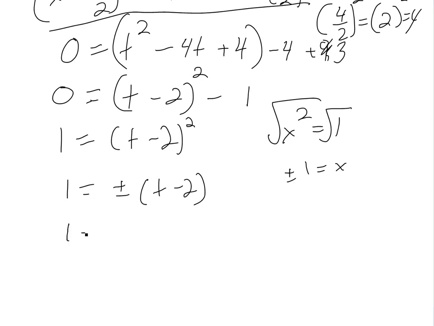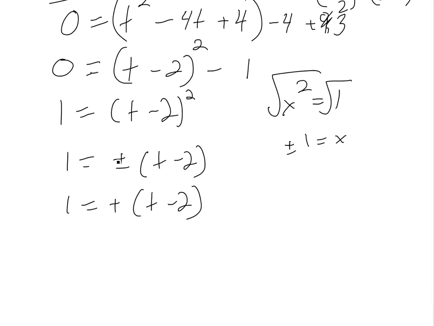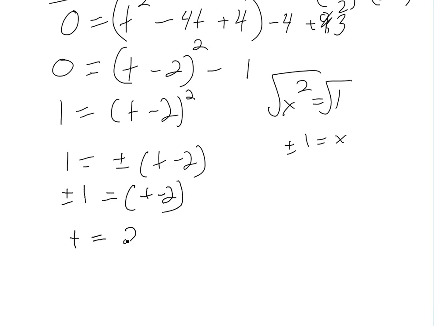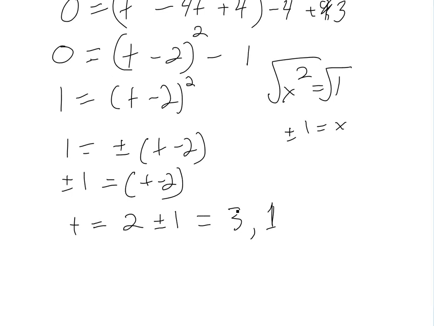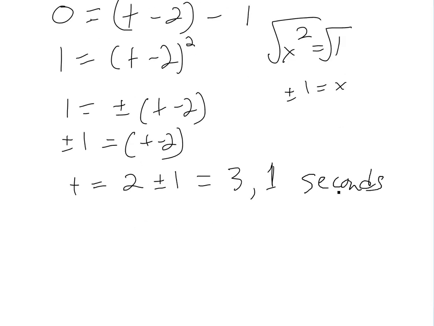So if we have 1 equals plus t minus 2, with the plus minus we could shift it here, because if it's negative, we just divide by negative 1. So we're going to have plus or minus 1 equal to t minus 2, and then if we rearrange it, t is equal to 2 plus or minus 1, and this is going to be equal to either 3 or 1 seconds. So it's at rest at t equals 3 and t equals 1 seconds.